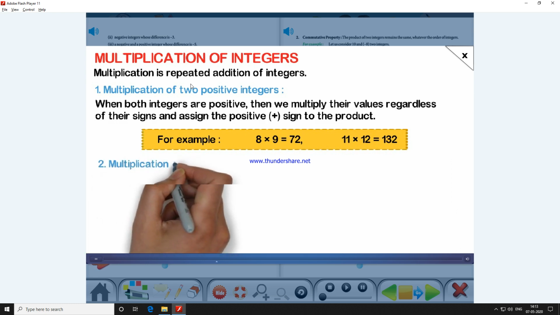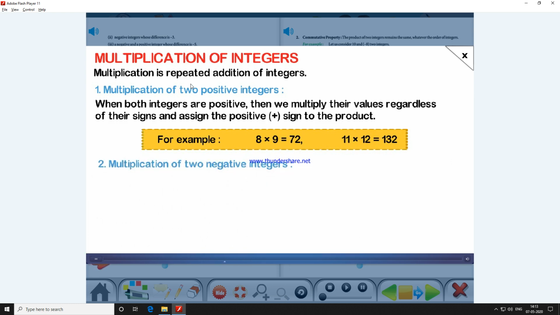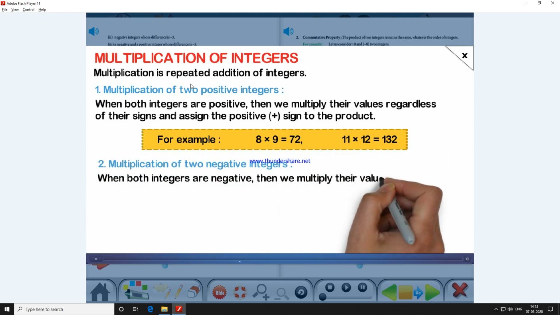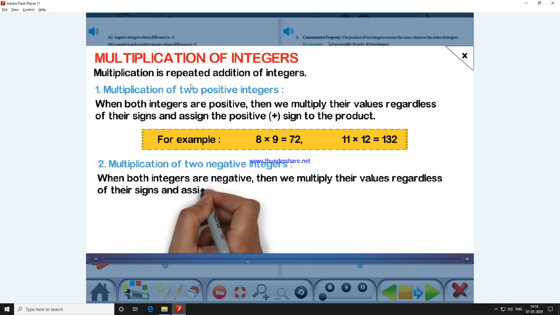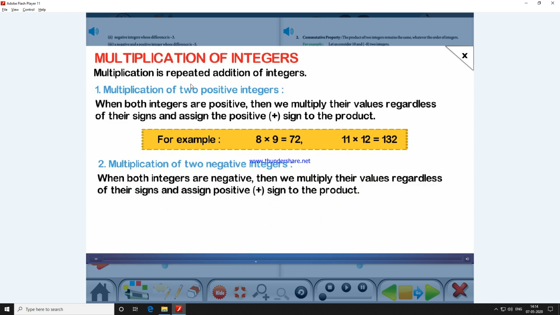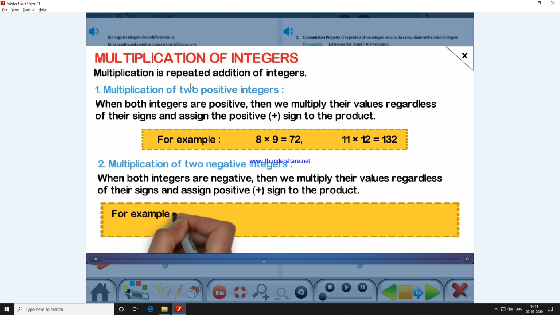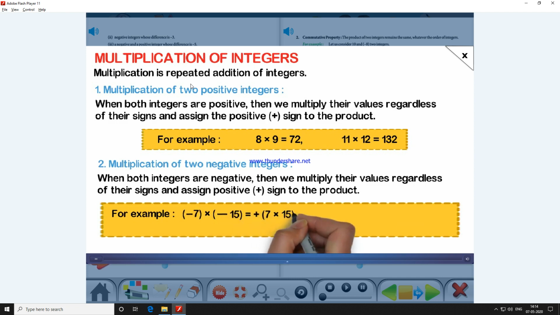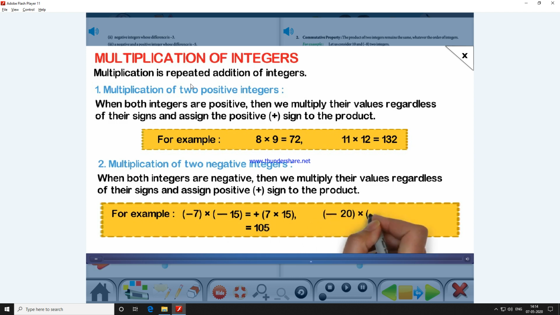2. Multiplication of two negative integers. When both integers are negative, then we multiply their values regardless of their signs and assign positive sign to the product. For example, minus 7 into minus 15 equals 7 into 15 equals 105. Minus 20 into minus 12 equals plus 20 into 12 equals 240.